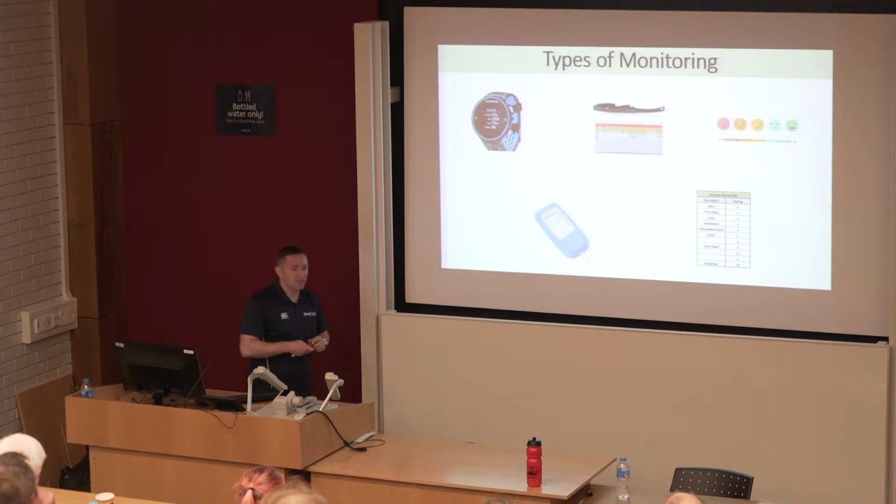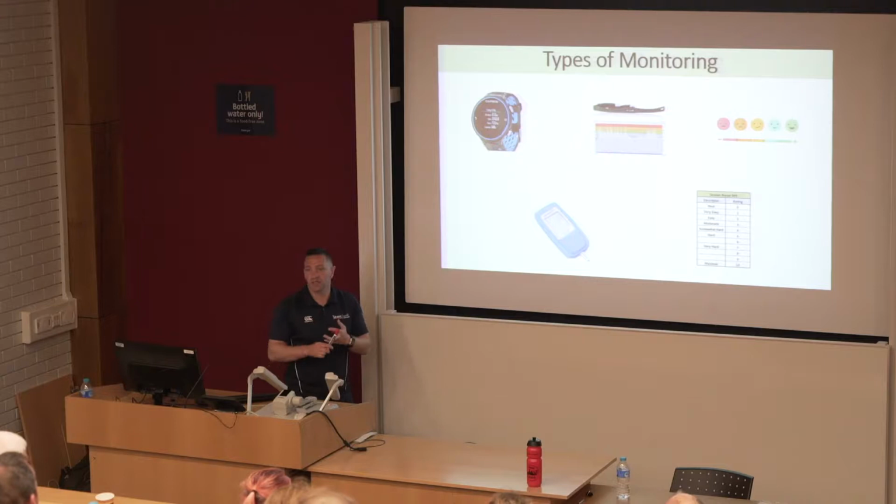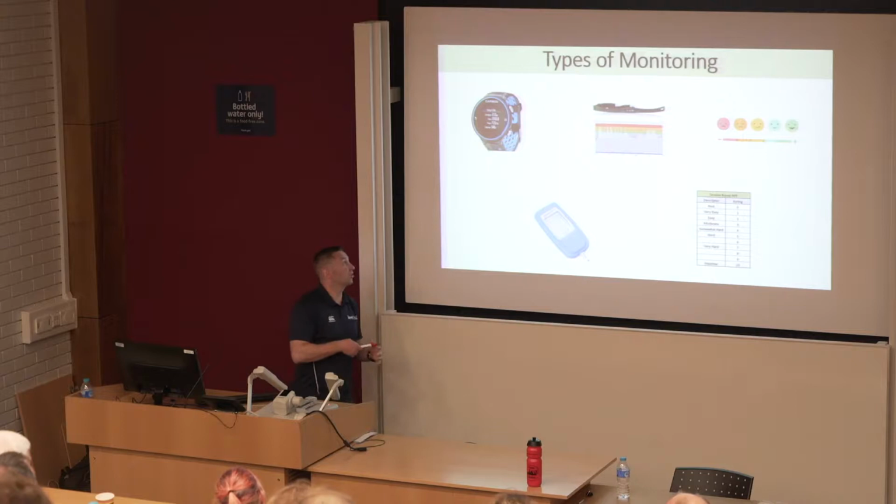It can give you so much information: how long you ran for, how many miles you've covered, the pace, your heart rate, your max heart rate, your average heart rate, and some watches also give you the actual amount of time you've spent in your heart rate training zones.